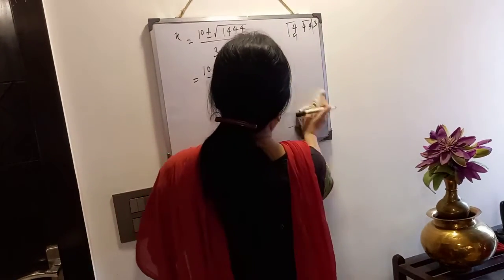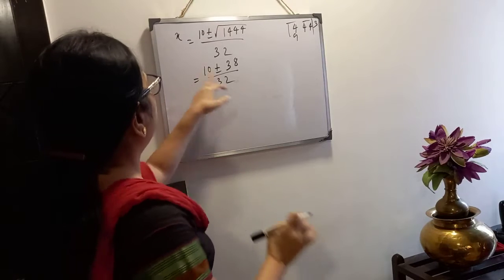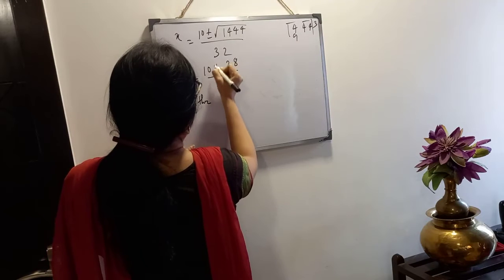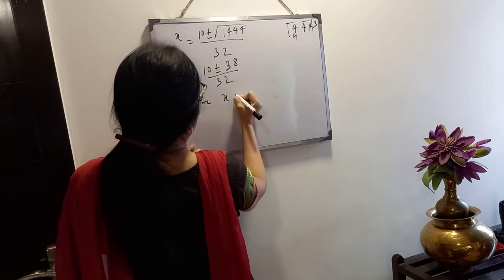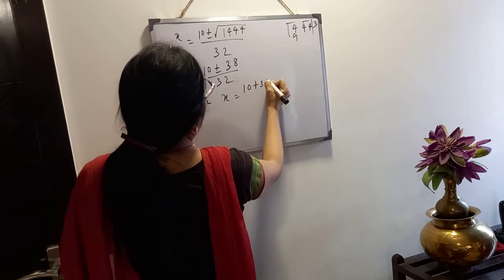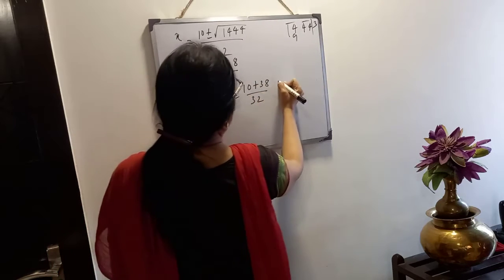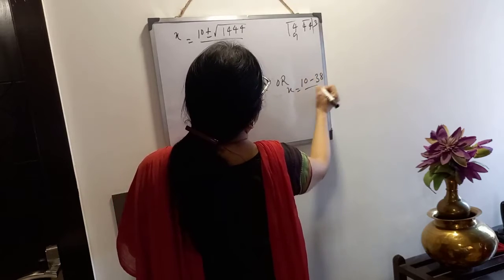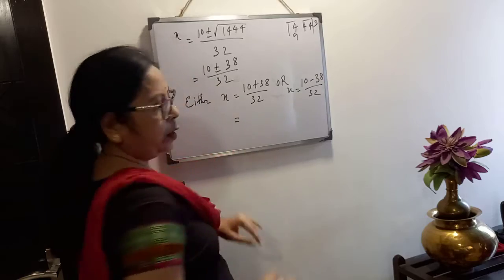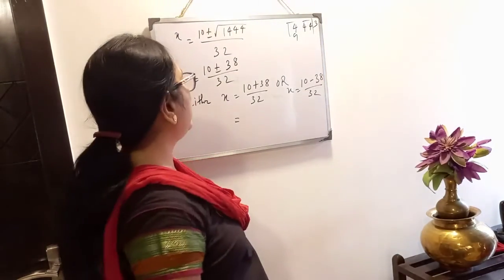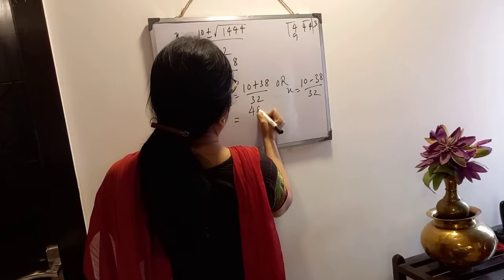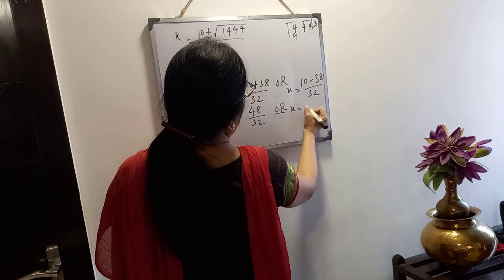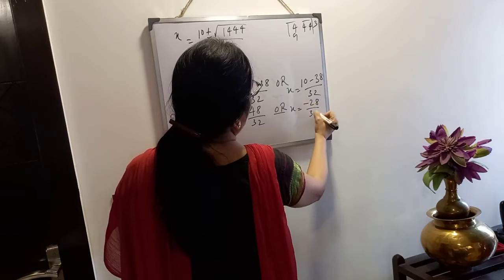Now here what I will do, we will consider the plus value, then the negative value, minus value. x equal to 10 plus 38 by 32 or x equals to 10 minus 38 by 32. Now 10 plus 38 means 48, 48 by 32, or x equals to minus 28 by 32.